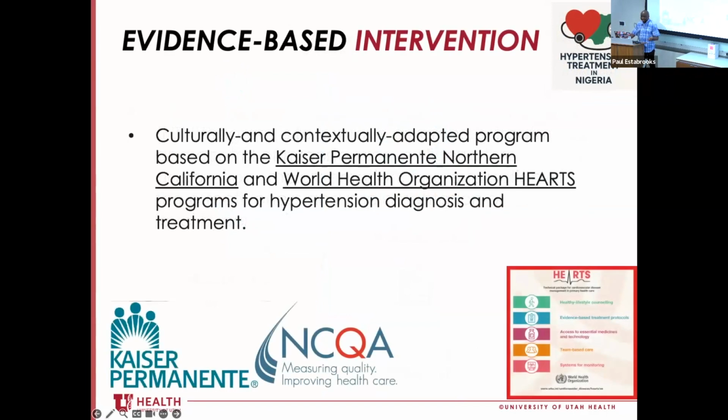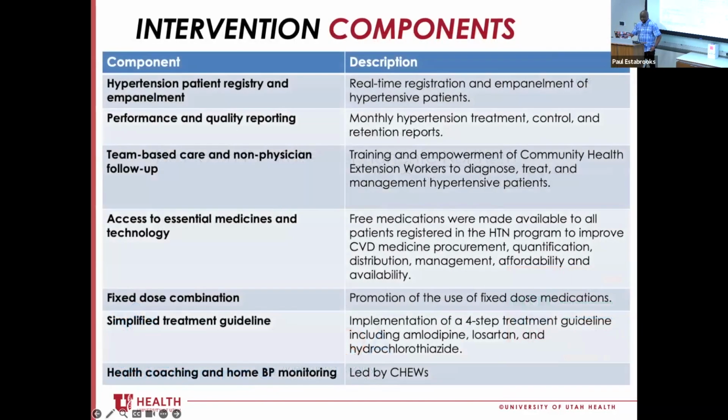So the evidence-based intervention is a culturally and contextually adapted program, which was based on the Kaiser Bundle. The Kaiser Bundle is a multi-component hypertension program and has been shown to improve hypertension control. And this was also based on the WHO HEARTS program, which was based on the Kaiser Bundle. And this is what WHO recommends for Ministries of Health in different countries to treat cardiovascular disease. So this is the program that we adopted for our study. So this program has 7 components.